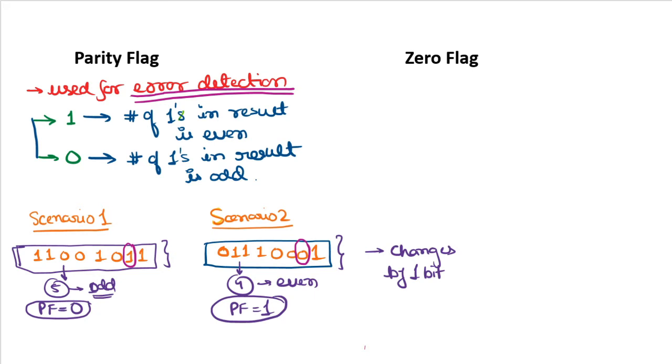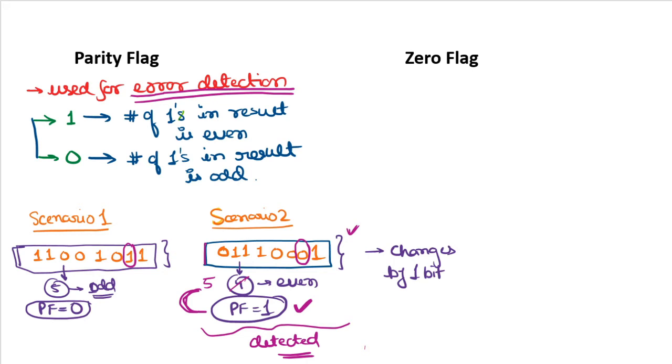So what will be the case? For scenario 2, 0 will become 1, right? So there will be addition of one more 1. That means instead of 4 there will be 5 ones now, right? But we know that parity flag is already 1, right? Now there is a discrepancy. Now we have detected that there is some error in our accumulator. So either one of these bits is wrong.